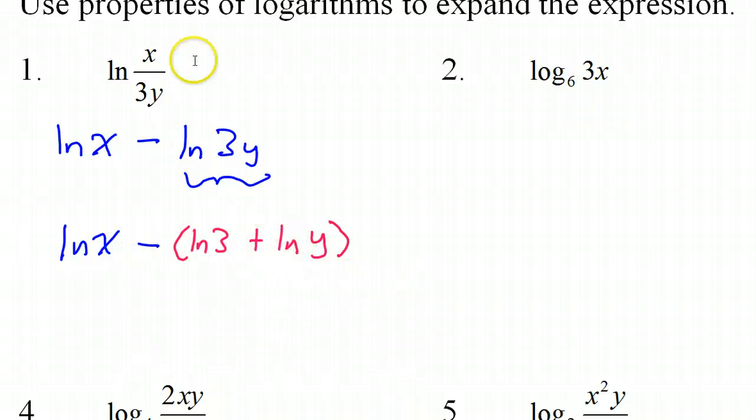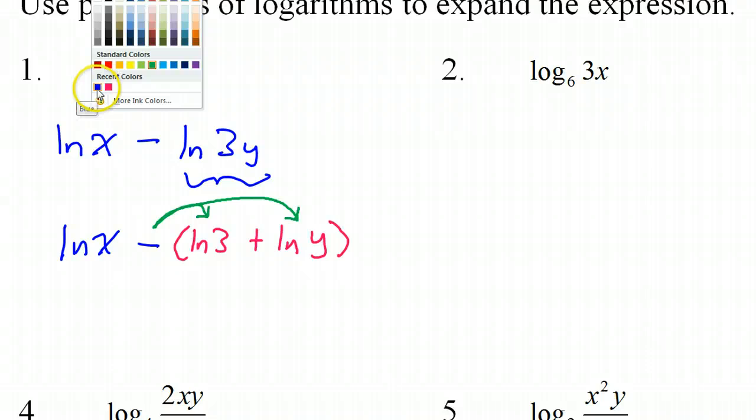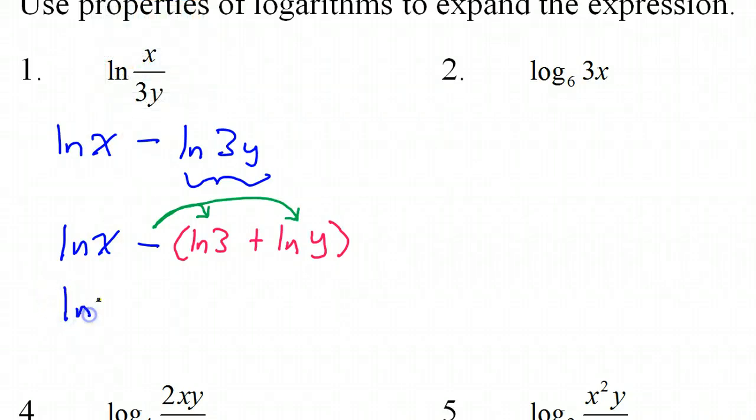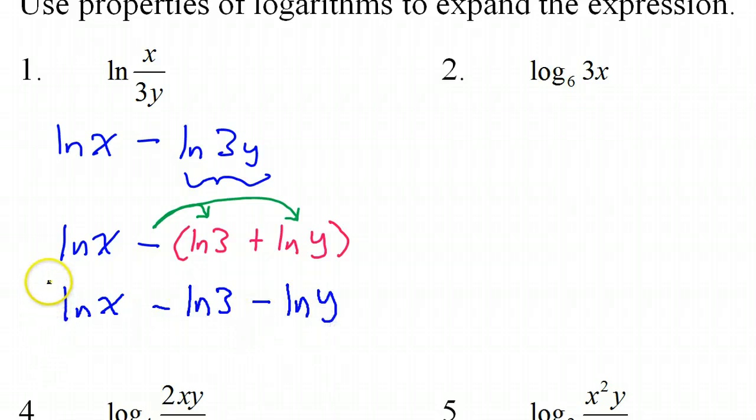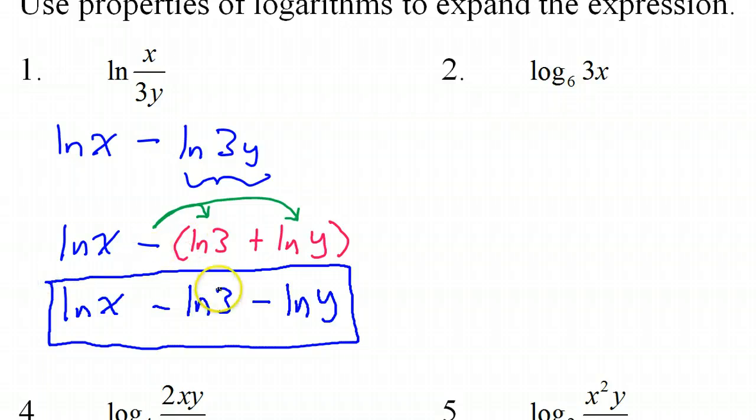But then don't leave the parentheses. Then you must go on and distribute the minus sign sort of like this. Think of it as multiplying everything by -1. So in the end, you're going to have natural log of x minus natural log of 3 minus natural log of y. That, my friends, will be your final answer. All right, that part's a little bit tricky. A lot of students will leave off the parentheses and leave this positive, but that's wrong.